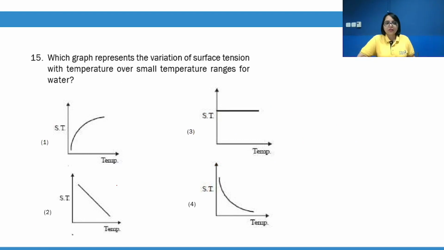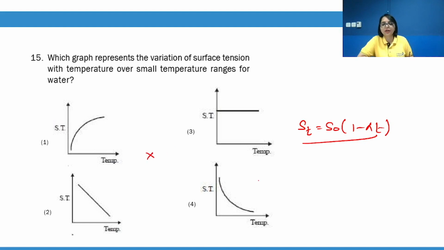Question number 15. Which graph represents the variation of surface tension with temperature over small temperature ranges of water? So S_T is equal to S naught into 1 minus alpha T. So you can see that this is a linear graph. So 1 and 4 are not possible. Now with increase in the temperature, S_T will decrease because it is 1 minus alpha T. So we have only one possible answer, which is option 2.